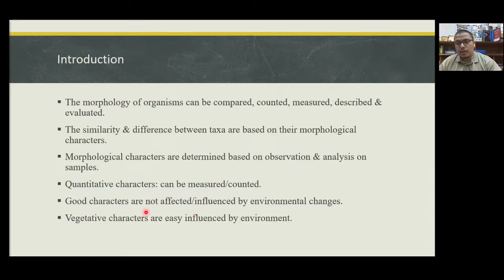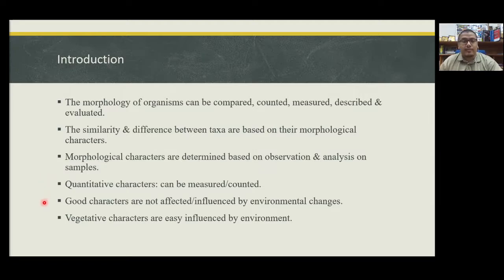The reasons we use morphological characteristics of plants are because the morphology of organisms can be compared, counted, measured, described, and also evaluated. The similarity and difference between taxa are based on their morphological characteristics, and morphological characters are determined based on the observation and analysis of samples. Quantitative characteristics, for instance, can be measured and also counted.